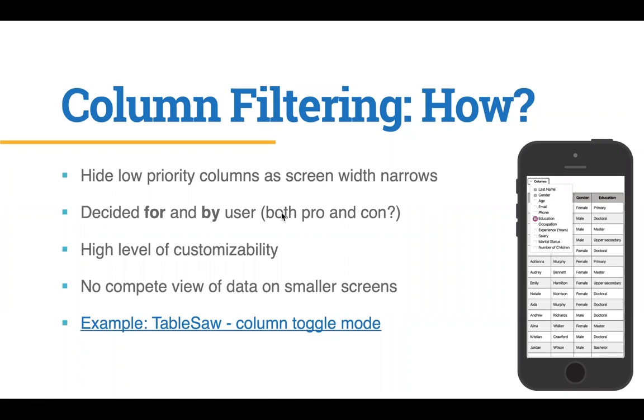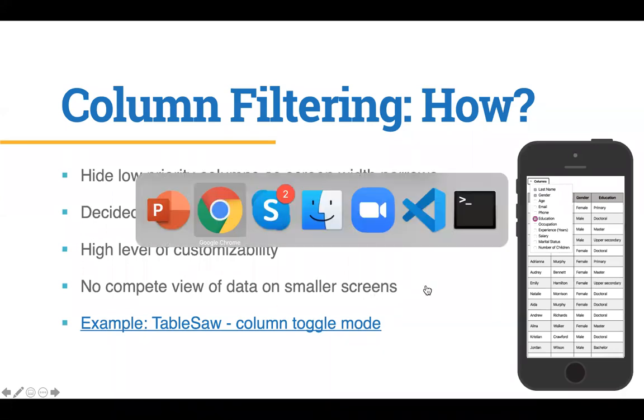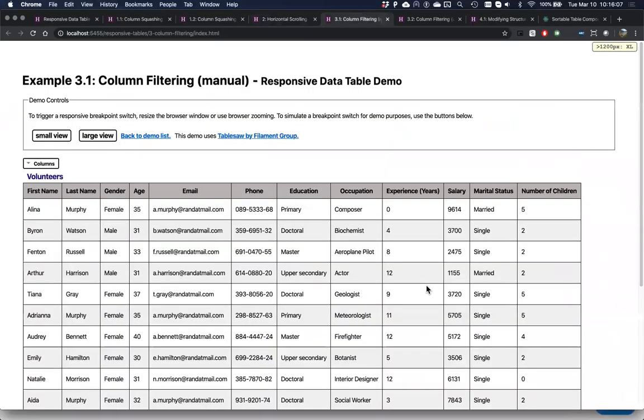So I added here that it's both a pro and a con. The fact that the user can choose, because obviously we want things to be customizable. We want the user to have the control over it, but then again, the user isn't always right and may not know what's best for them or may not understand that they can actually modify the view. And since we are filtering things out now, we don't really get a complete view of the data on smaller screens. So here's another demo.